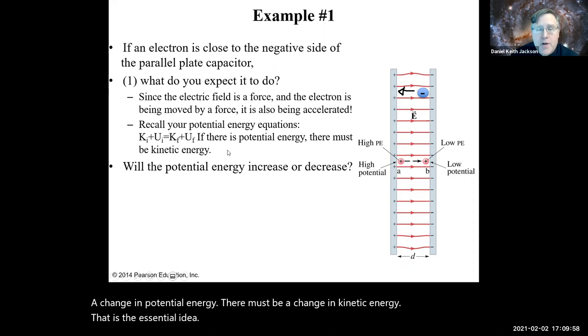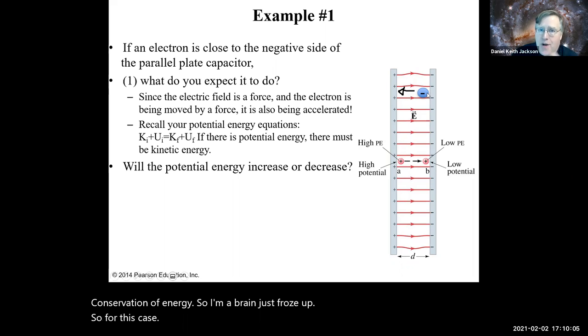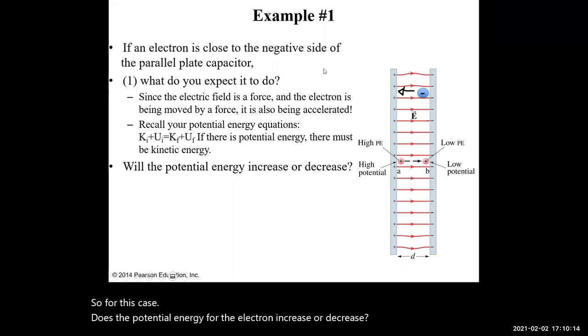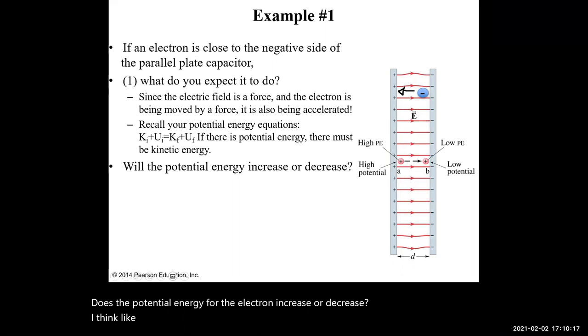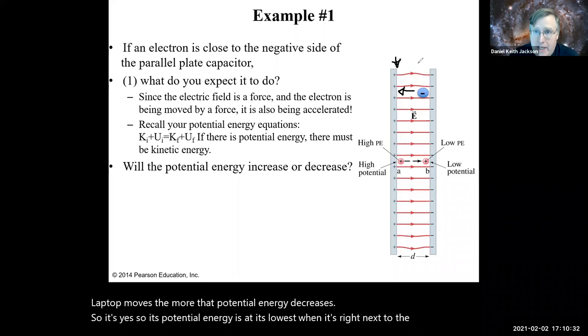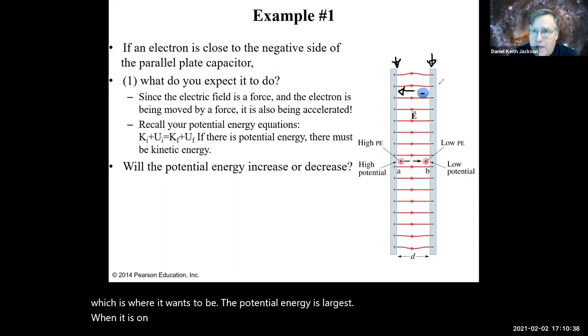That is the essential idea of conservation of energy. Sorry, my brain just froze. So for this case, does the potential energy for the electron increase or decrease? I would think the further left it moves, the more the potential energy decreases. Yep. So its potential energy is at its lowest when it's right next to the positive side, which is where it wants to be. The potential energy is largest when it is on this side, where it is really not wanting to be. It wants to be far away from it.